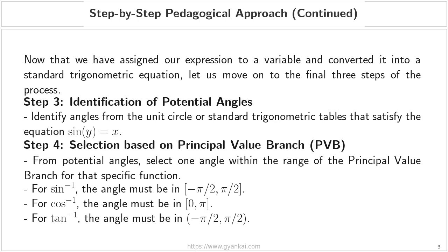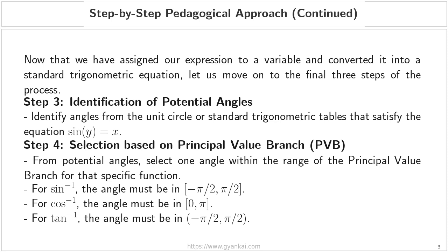Selection based on the principal value branch. As we mentioned at the beginning of this lesson, we must restrict our search to a specific interval to ensure we get a unique answer. From the potential angles you identified in the previous step, you must select the one that falls within the range of the principal value branch for that specific function. To be precise, for the inverse sine function, the angle must lie within the closed interval from negative pi over 2 to pi over 2.